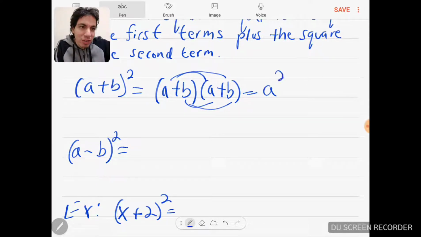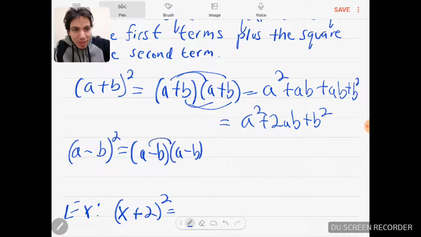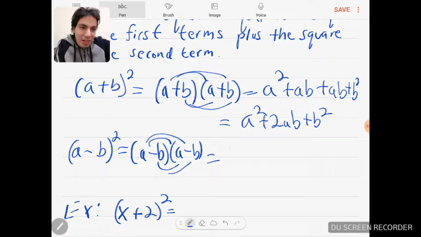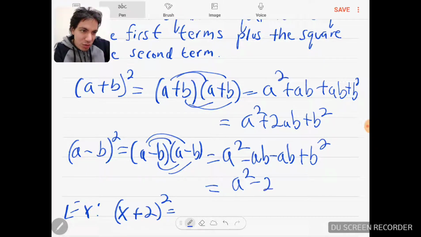So a times a will be a squared, and then you'll be left with plus ab, because a times b is ab, and then you do it again. And then you're left with plus b squared. So you're left with a squared plus 2ab plus b squared. And vice versa for this, you'll be left with the same idea. If you distribute, you're left with a squared, a times negative b will be negative ab, plus b squared, because negative times negative will be positive, and then you're left with a squared minus 2ab plus b squared.